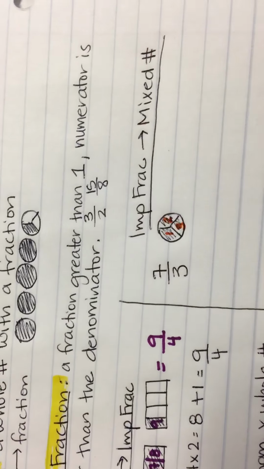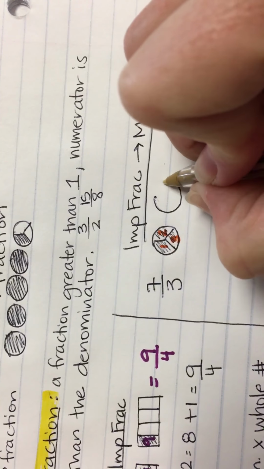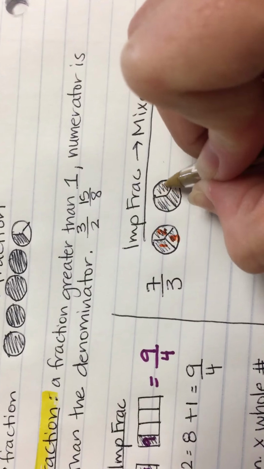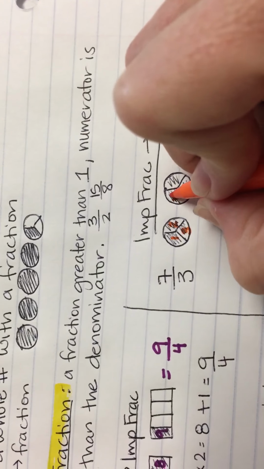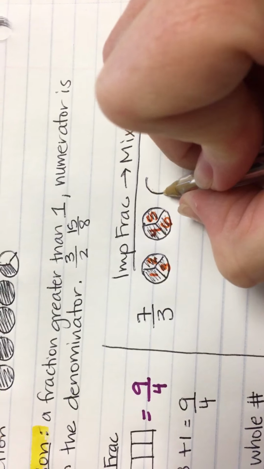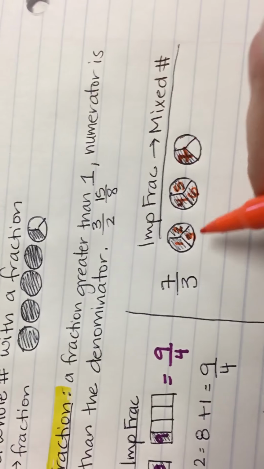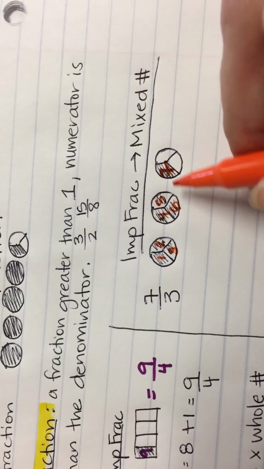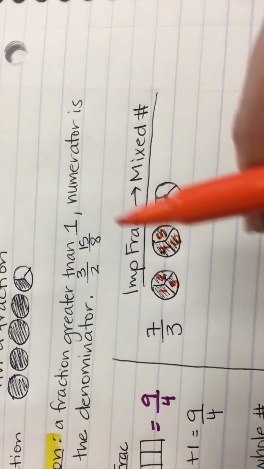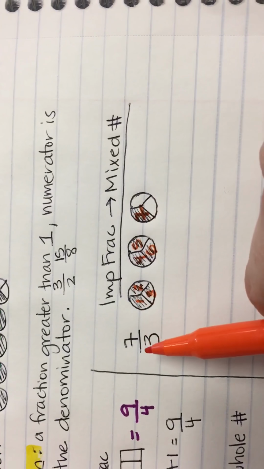I have to get to 7 though, so I'm going to keep drawing. Split it into thirds again. So here is 4, 5, 6. Still not enough, so I'm going to draw one more, split it into thirds, and if I color in one more, that makes 7/3. 1, 2, 3, 4, 5, 6, 7. I hope you see the 7/3 there, and you're doing this in your notebook.